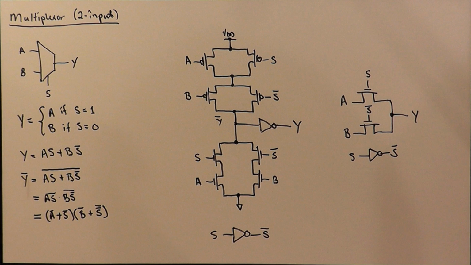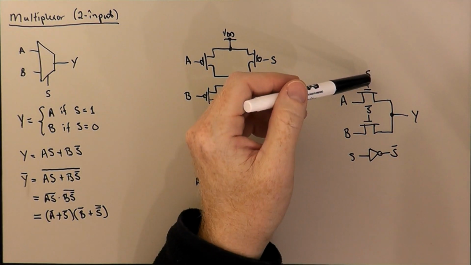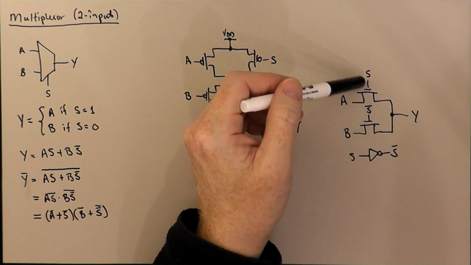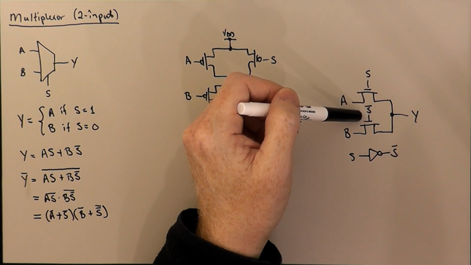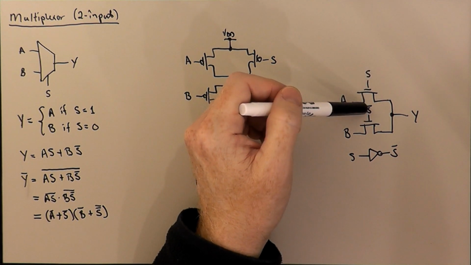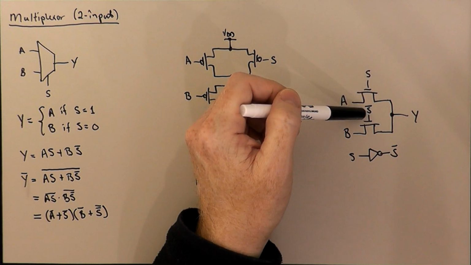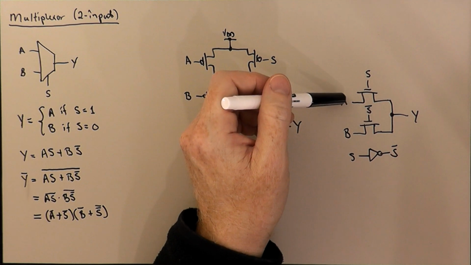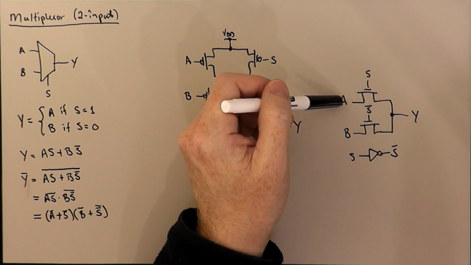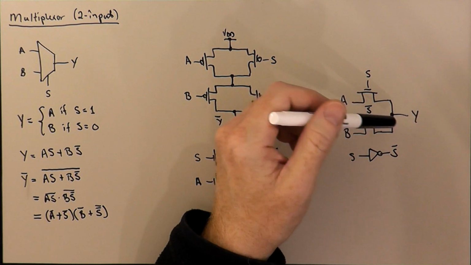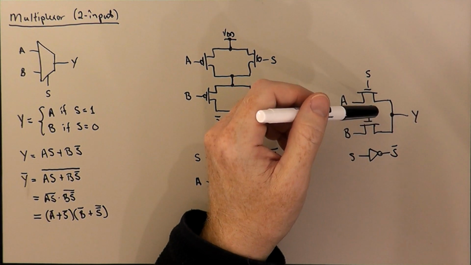Certainly the idea that we can use these devices as switches gated by the selection signal, and if one of these is on, the other one is off. Turning the switch on, we just basically connect A to Y or B to Y. That seems like it might be plausible.